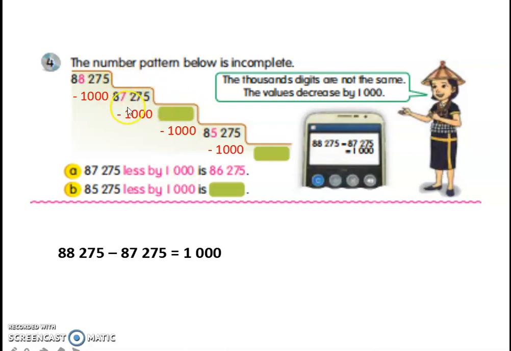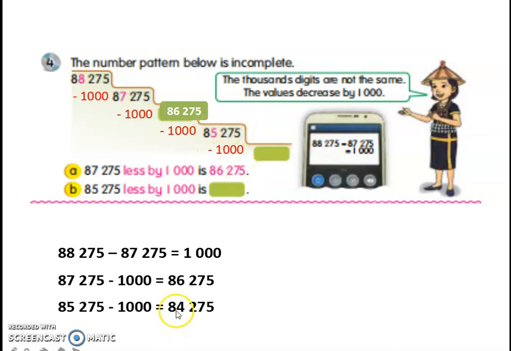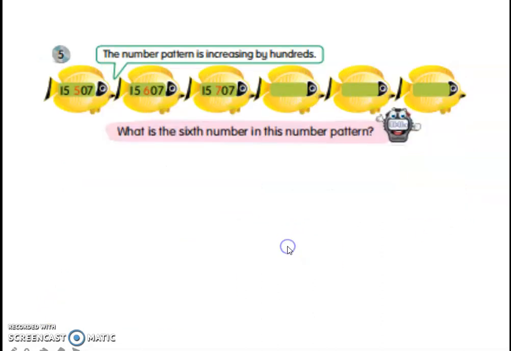So what is the number here? We use this number, 87,275, decrease 1,000. The answer is 86,275. Now for this one, we use this number and then minus 1,000. It will become 84,275. Just minus it. Can you understand? Okay, next one.